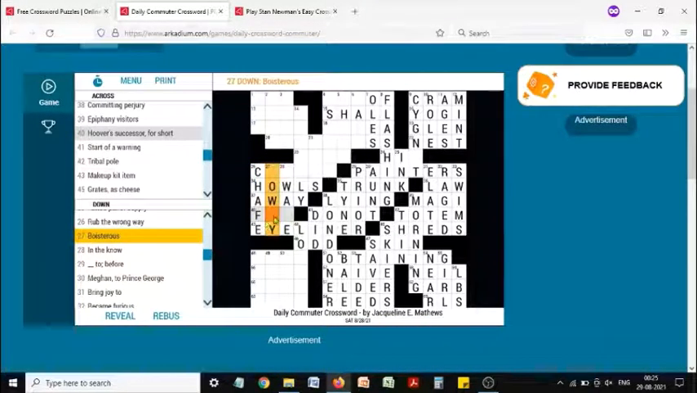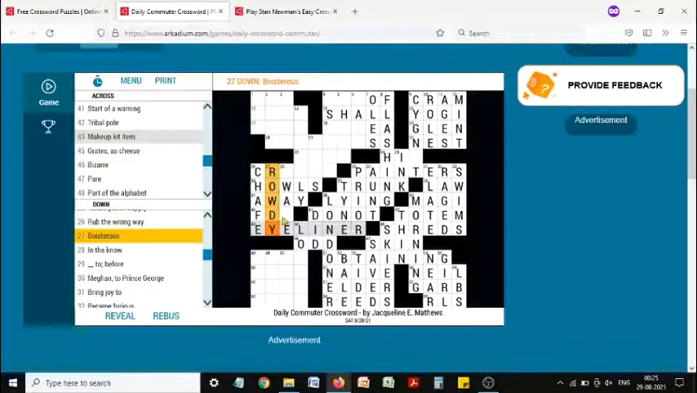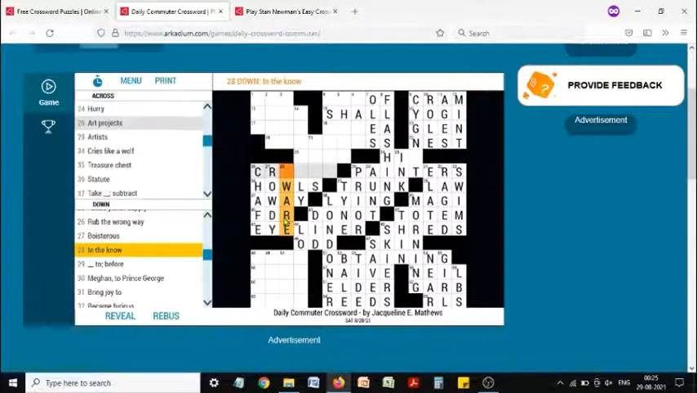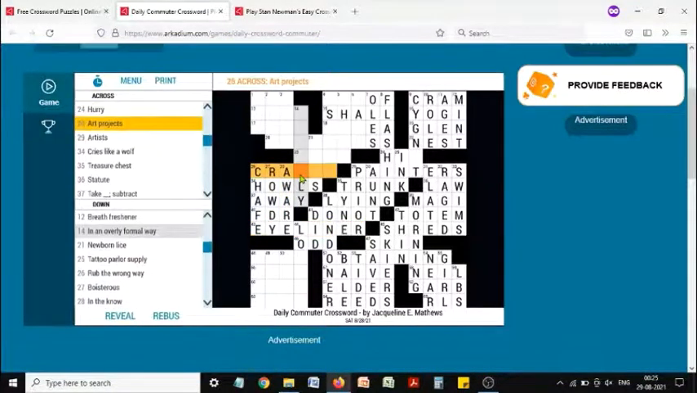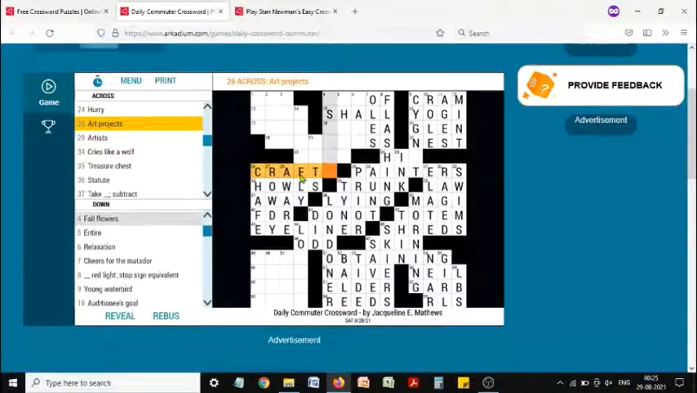So 27 down, boisterous is rowdy. This refers to rowdy. FDR, Franklin D. Roosevelt, was the president here. What's 28 down? In the know is aware. 26 across, art projects. An art project. Crafts. Yep.